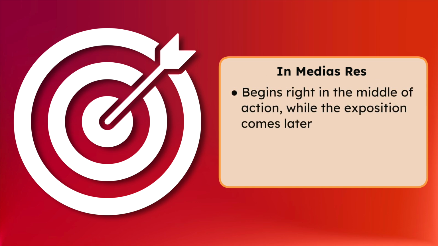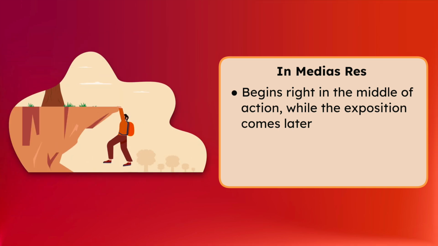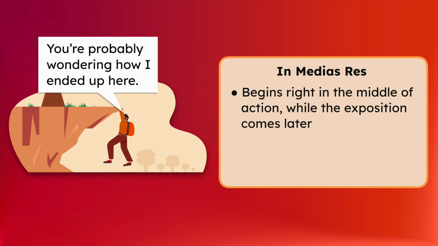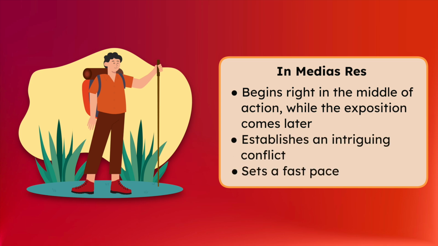The first approach is called in medias res, which means in the middle of things. It's a technique where the story begins right in the middle of the action, while the exposition comes later. For example, sometimes a story starts with a tense situation, then the character says something like, "You're probably wondering how I ended up here." Then we flash back to earlier context to see why and how this happened. So you might choose to begin in medias res if you want to establish an intriguing conflict or set a fast pace for readers to follow.